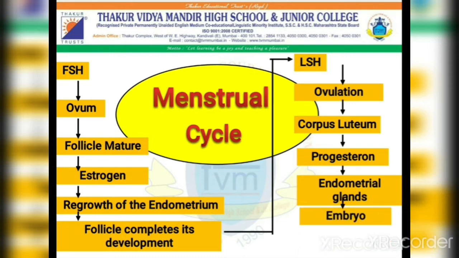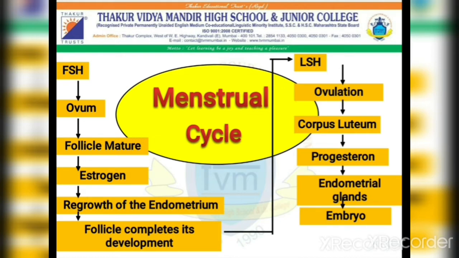Now, if the oocyte is not fertilized within 24 hours, this corpus luteum becomes inactive and transforms into corpus albicans. Due to this, secretion of estrogen and progesterone stops. That means once the oocyte is not fertilized, the whole cycle is repeated in the reverse direction, where first the estrogen and progesterone stop completely.